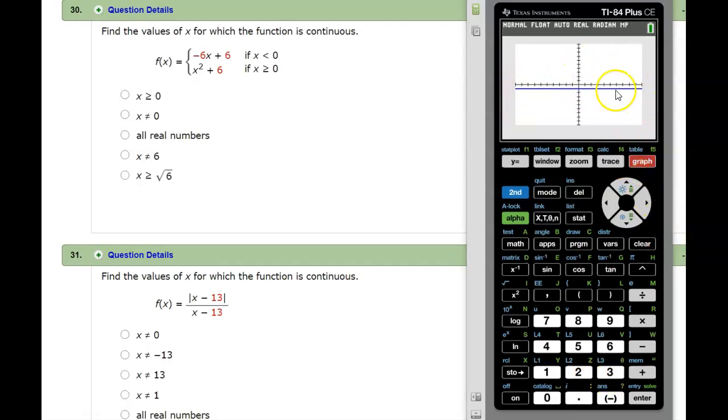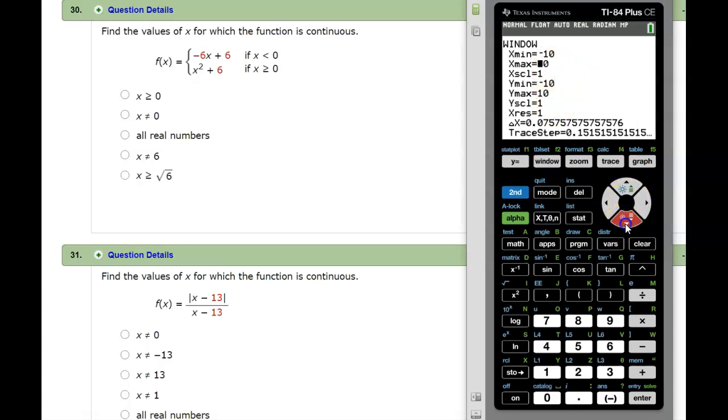Now this graph is from negative 10 to 10, so I'm not even seeing where the problem is on the graph. So I need to change my window so I can at least see where the problem is. So I'm going to go to maybe 15.